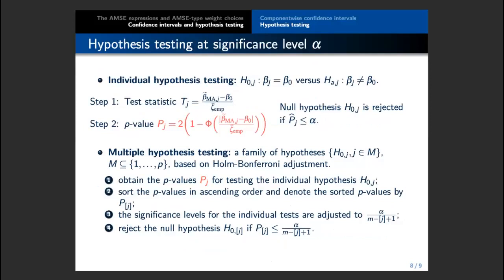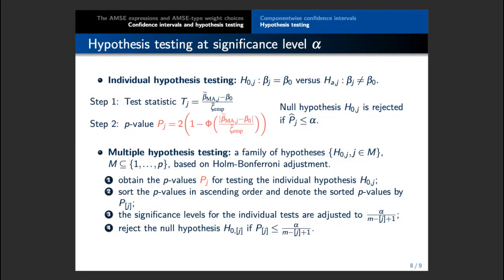We are also interested in the hypothesis testing at significance level alpha. We start from the individual hypothesis testing. We want to test if the j-th component is equal to some value beta naught versus the alternative, that is beta j is not equal to this value.